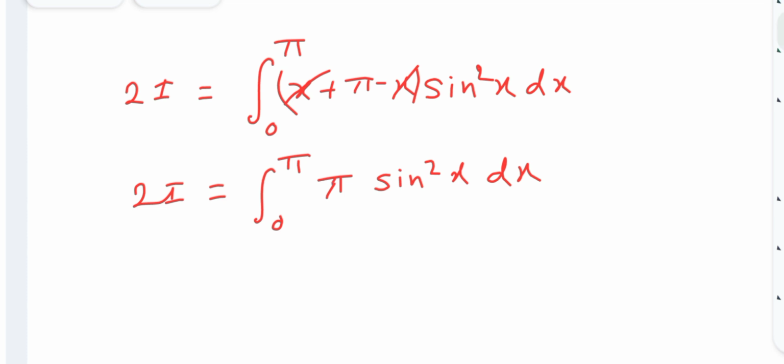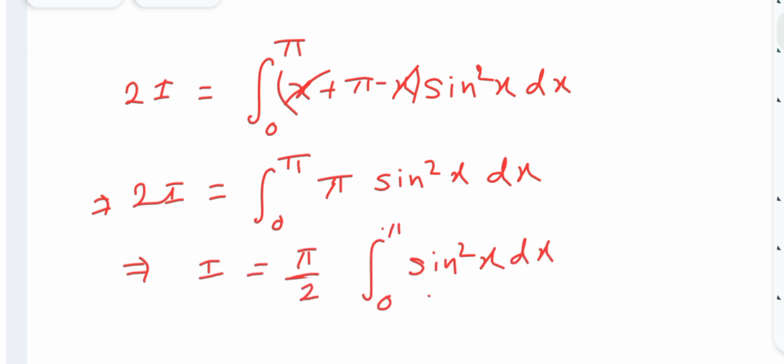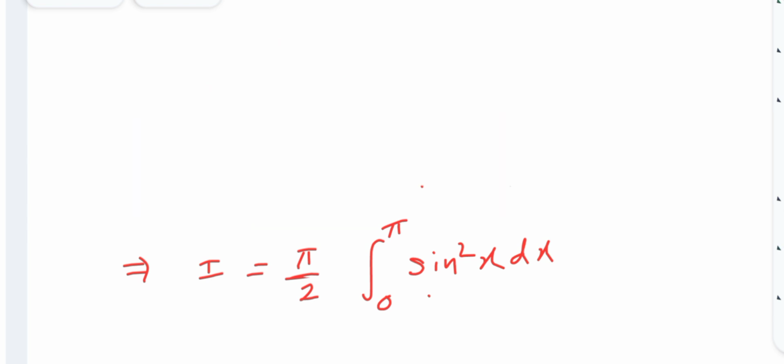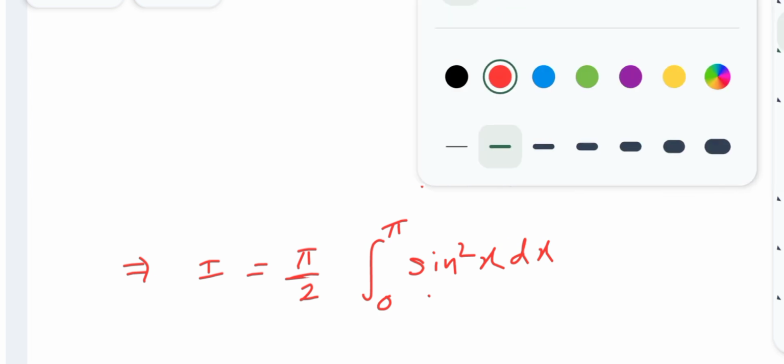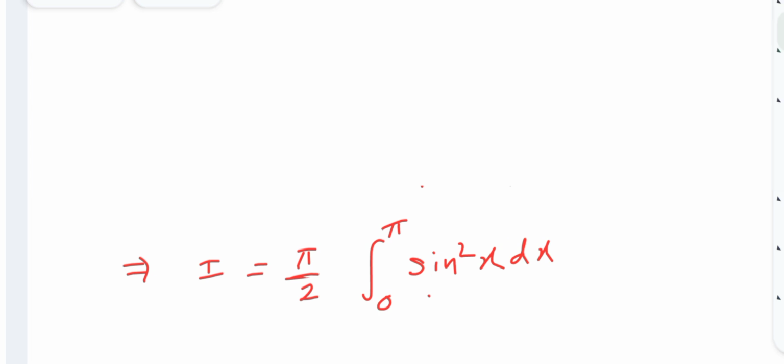Okay, so I can write this I, and this 2 will go to the right side, so half of this sin square x dx. So sin square we cannot integrate directly, but we can use one trigonometric identity. I am erasing this whole thing because we have all I. That's it, this integration. So for sin square x, here we will use one trigonometric identity, right?